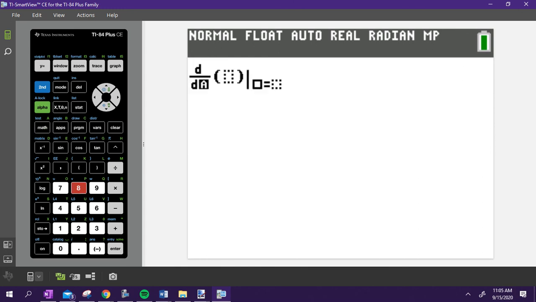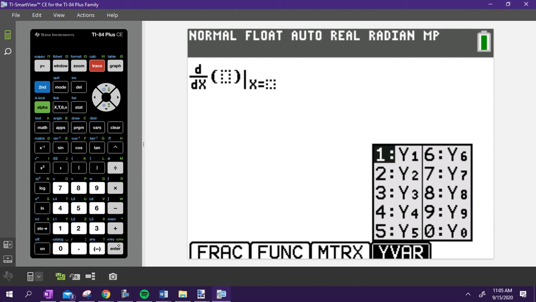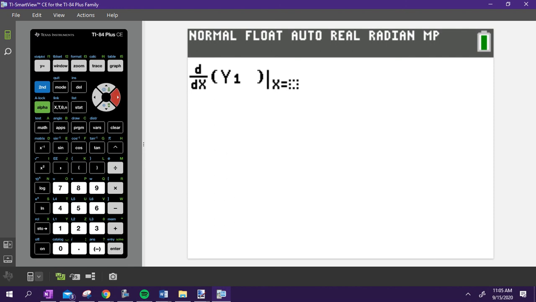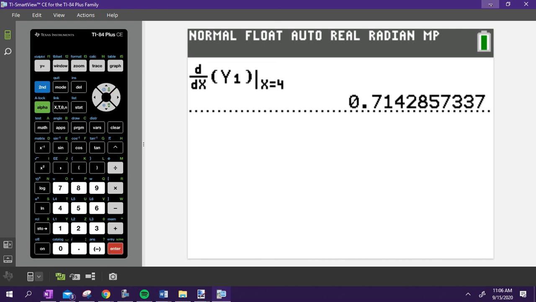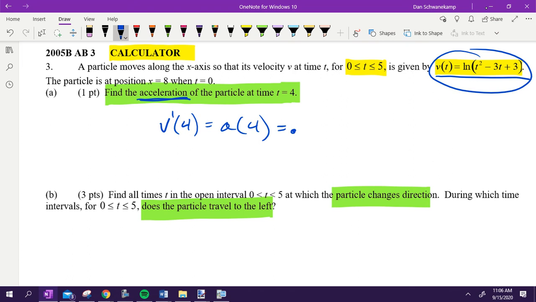Math 8. I type in dx. Inside that equation, I'm going to do y1. Or you could just right there type in the natural log of t squared minus 3t plus 3 thing. X is equal to 4. Hit enter. Boom. There's my answer. 3 decimals, 0.714. That scored me my 1 point that's possible on this question.